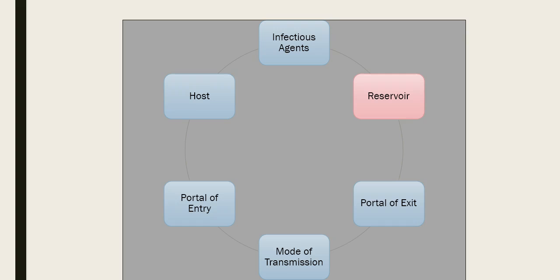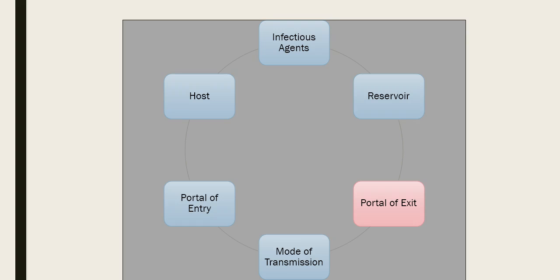The next element in the chain of infection is the reservoir. And the reservoir is where the infectious agent or pathogen typically reproduces. An example, HIV infection reproduces in humans, therefore the reservoir would be human. But if you look at something like Lyme disease, it reproduces within ticks, so the ticks become the reservoir.